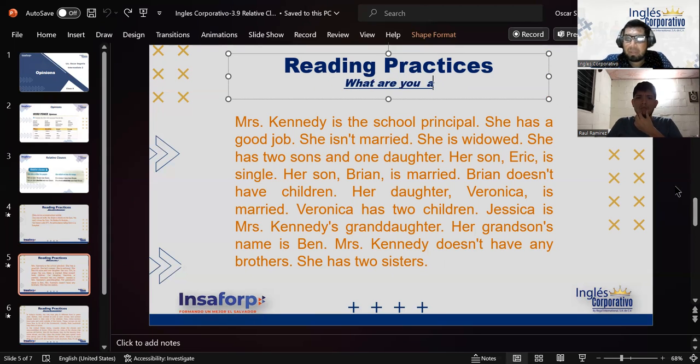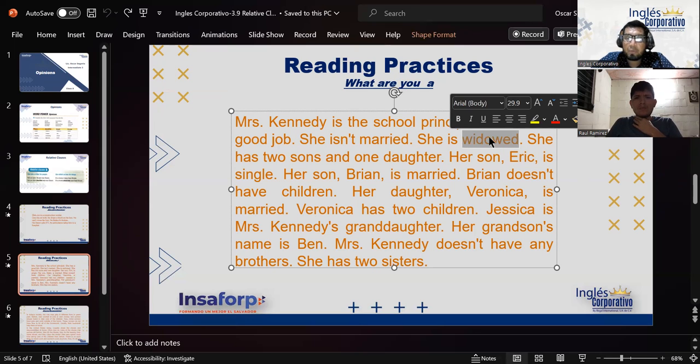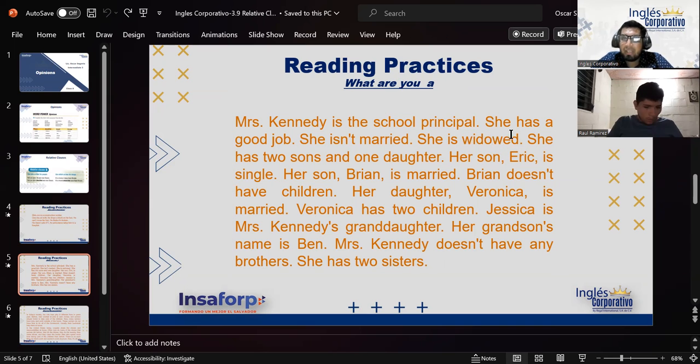Ya no llegamos. Bueno, anyway, so yeah, principal then means director. She has a good job, she isn't married, she is widowed. Esto de acá, widowed. When we talk about widowed, eso significa que está o se ha quedado viuda. Widowed means that she doesn't have a husband anymore. So she lost her husband.